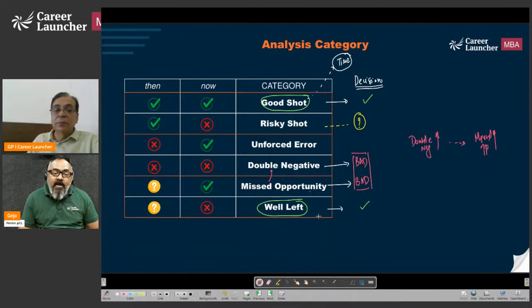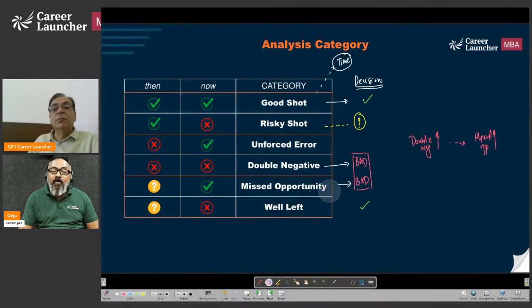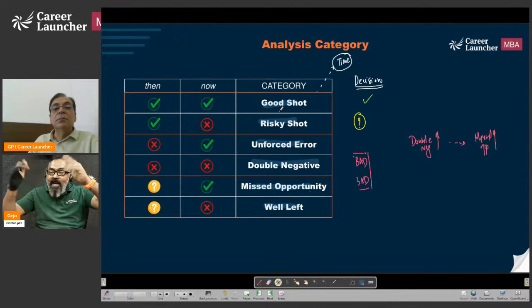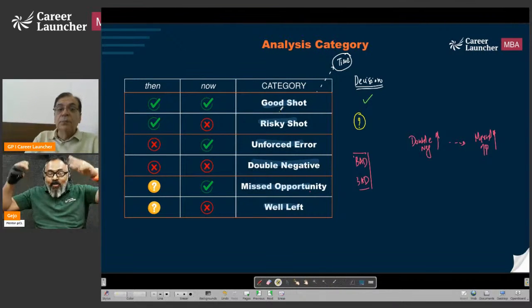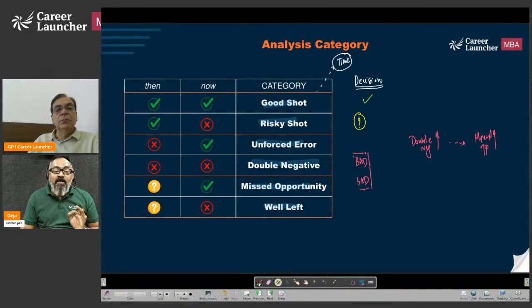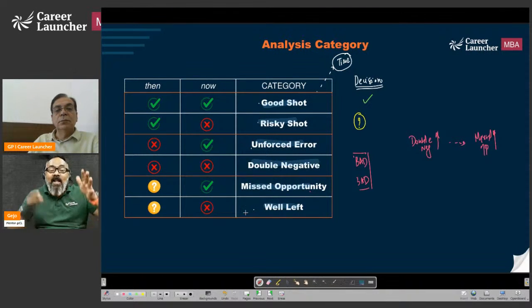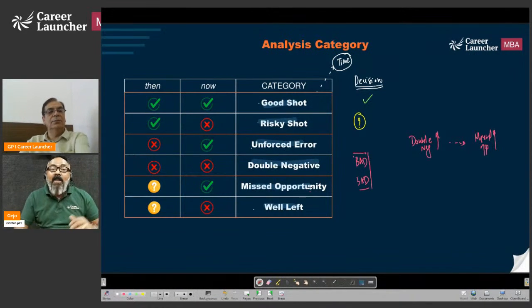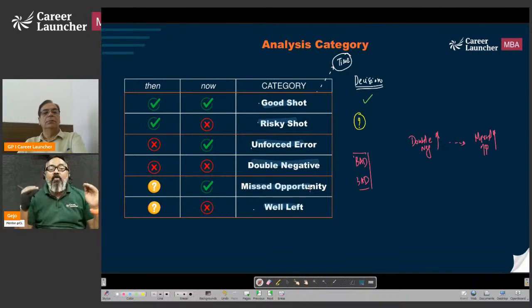I'm sure a lot of you who are Career Launcher students would have seen these names in the mock. Immediately when you look at the analysis, right below every single question in the solution, there are these 5 things. You can actually click on every single question: whether it was a good shot, tricky shot, unforced error, double negative, missed opportunity, well says. This analysis is integrated into the CDC mocks. CDC mocks के अंदर है analysis, in the sense that you write it and towards the end वो एक summary आ जाएगा, how many of them are there.